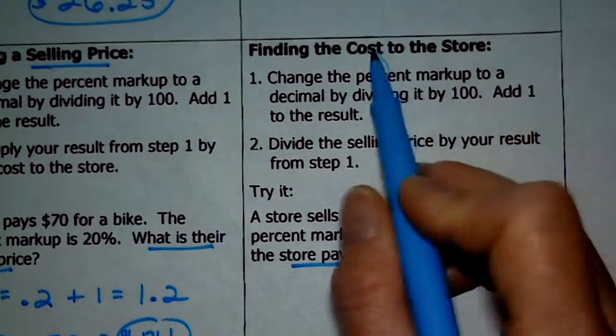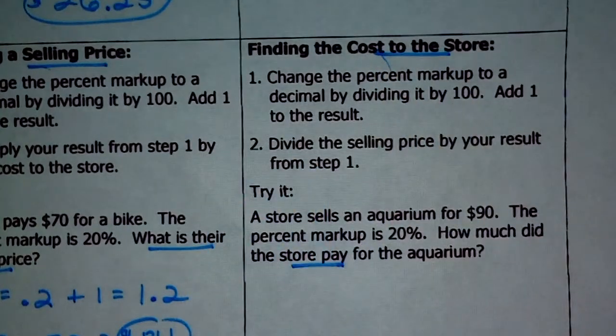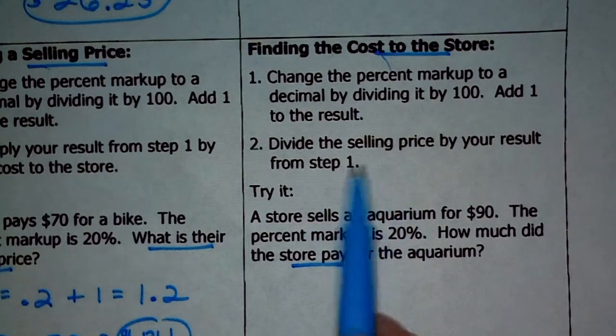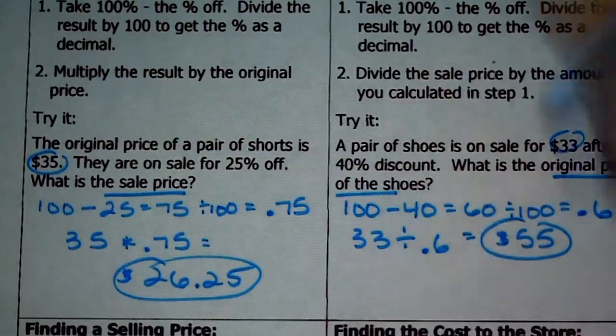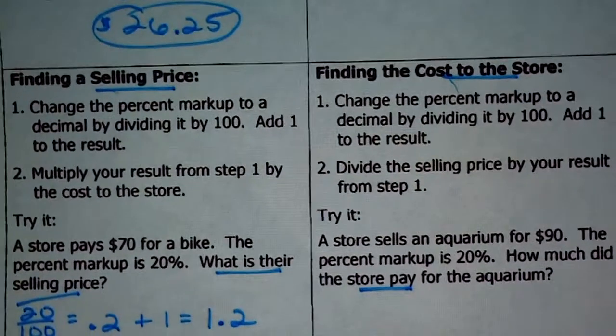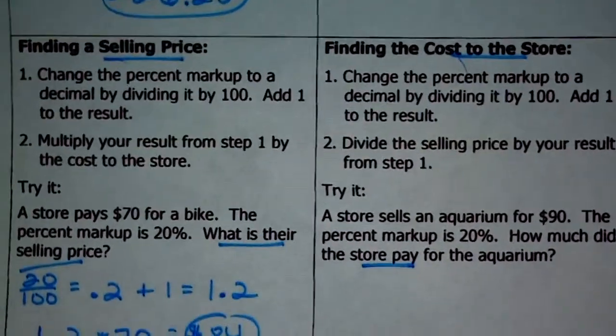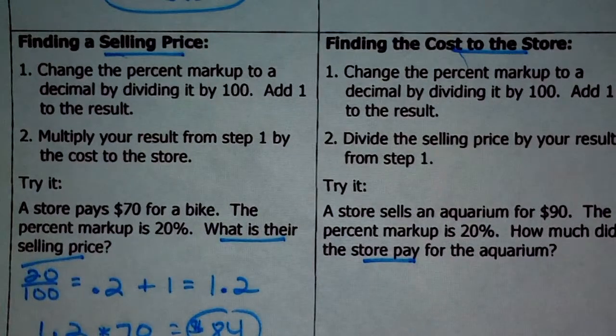That's the same as the selling price. So these two kind of go right together hand in hand, just like the sale price and original price did above. Step 2, this time we're going to divide the selling price by your result from step 1. So it's kind of the same type of relationship that's going on between these two. One is multiplication, one is division. We're doing opposites here, but the first steps remain the same.